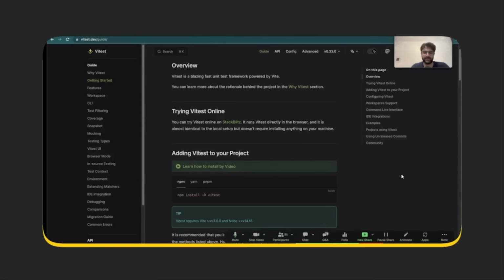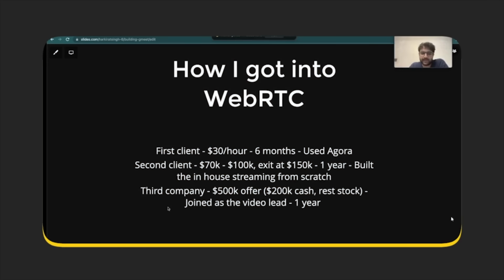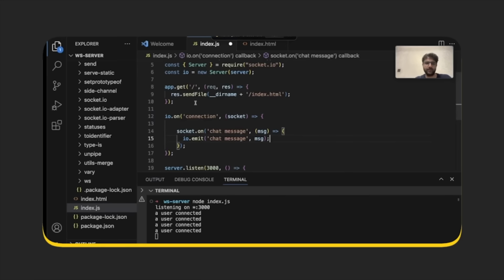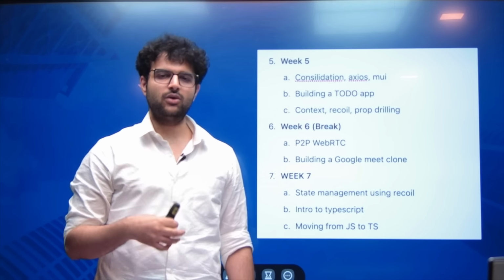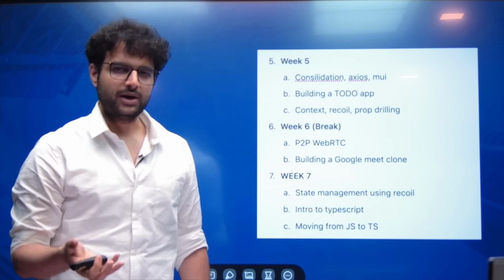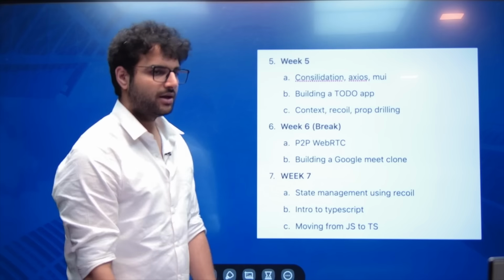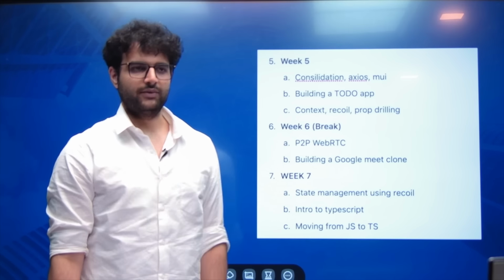We understood peer-to-peer WebRTC, how you can write a Google Meet like application on your own, not a production ready application, but enough to understand what WebRTC is, how the protocol works, and how an application like Google Meet can be built under the hood. We also had a bounty here because there was a bug in the final code and someone fixed it.